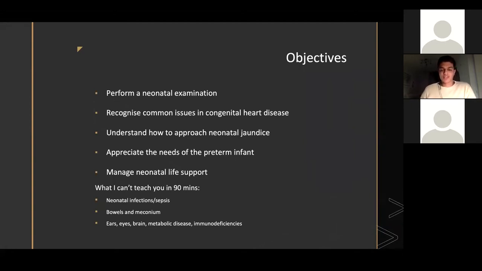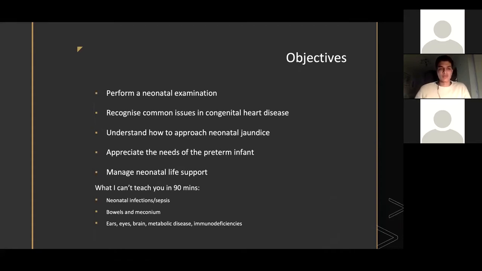And then we'll briefly touch on the preterm infant. That could be a whole 2 hours in itself and beyond, so I will just briefly touch on it. What I can't teach you in an hour and a half is neonatal infections and sepsis, which is a complex topic and I think best covered elsewhere.